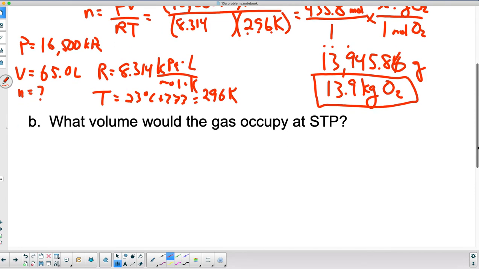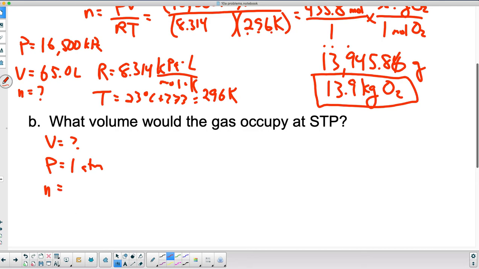What volume would the gas occupy at STP? Let's go over this one so I can show you what STP is. So we're going to do this again, except this time we're going to do volume. We're not sure what the volume is. The pressure at STP is standard temperature and pressure, so that would be 1 atmosphere. I'm going to use 1 atmosphere for that.